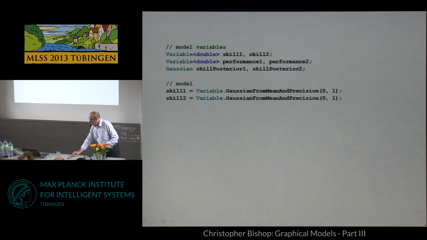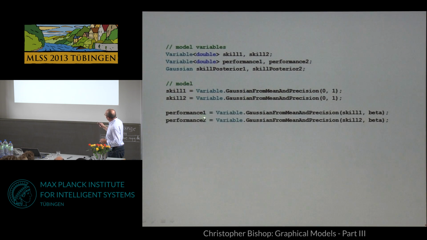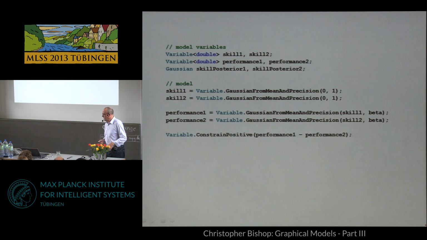Then the skills are Gaussian distributions. So it says a Gaussian whose mean and precision are 0 and 1, similarly for player 2. Then the performance of player 1 is again a Gaussian whose mean is the value of skill 1 and has some precision beta. And if you think beta is a magic number, you can put a distribution over beta and learn it from data, as we've discussed already.